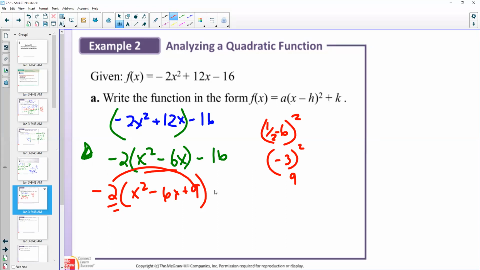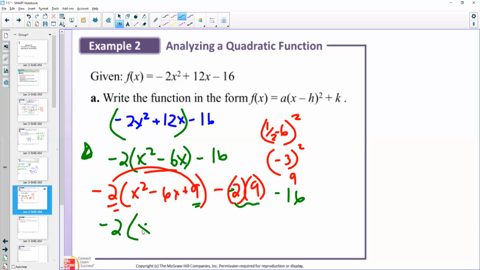So I also have to multiply it by -2, by the same value here and here. Otherwise I didn't create a 0. I need this guy to create the same value. This guy is really 9 times -2. And then I have minus 16. So -2 stays there.